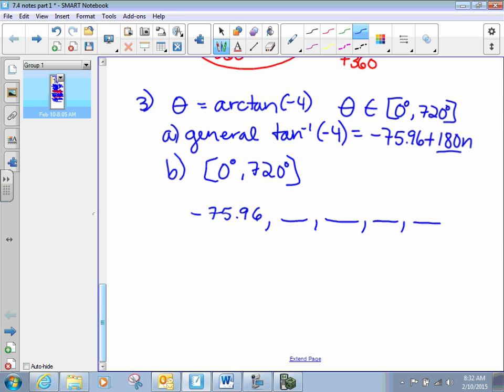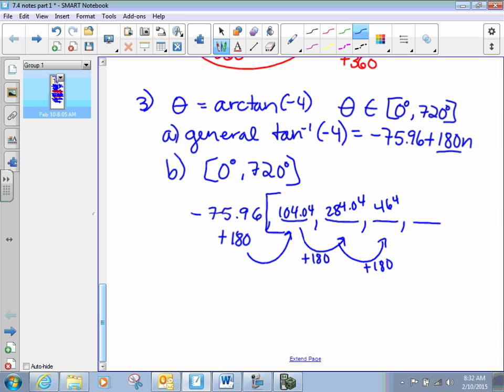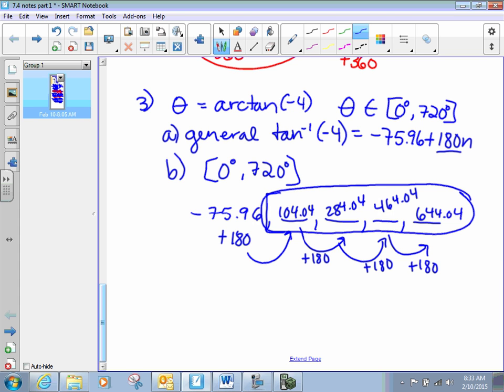From here, that is not going to be included in the answer, but I need it to add 180. And when I add 180, I get 104.04, and then I'm going to add another 180, which is 284.04, add another 180, 464.04, add another 180, and I get 644.04, and if I keep adding, I would go over. So those are all of my answers.